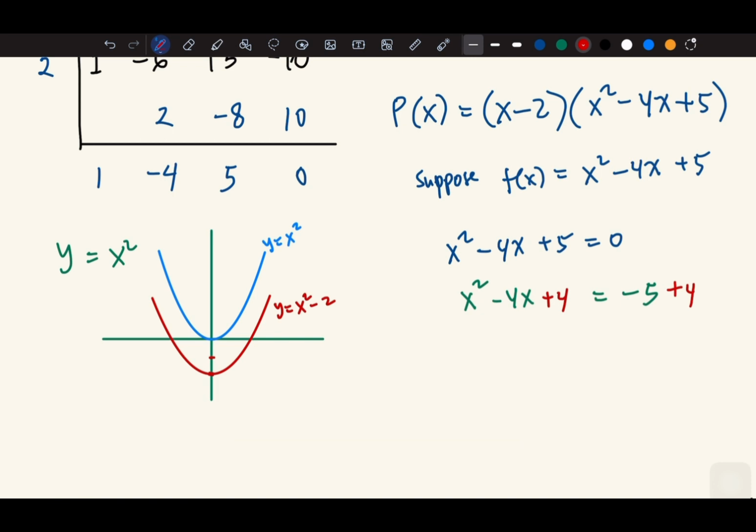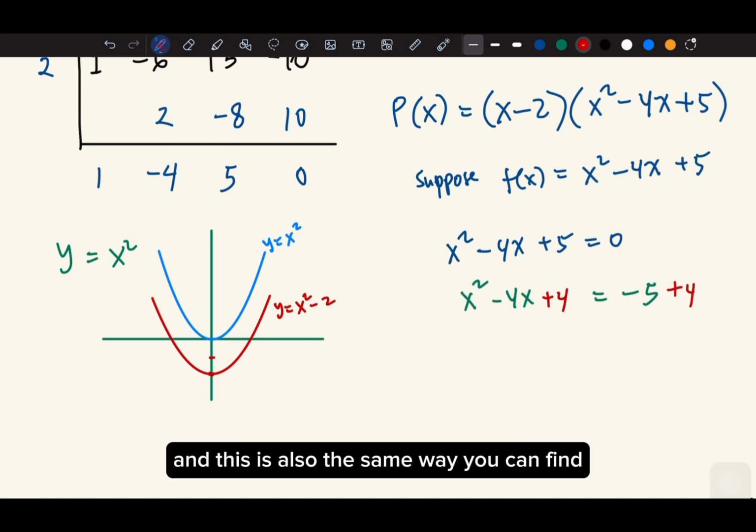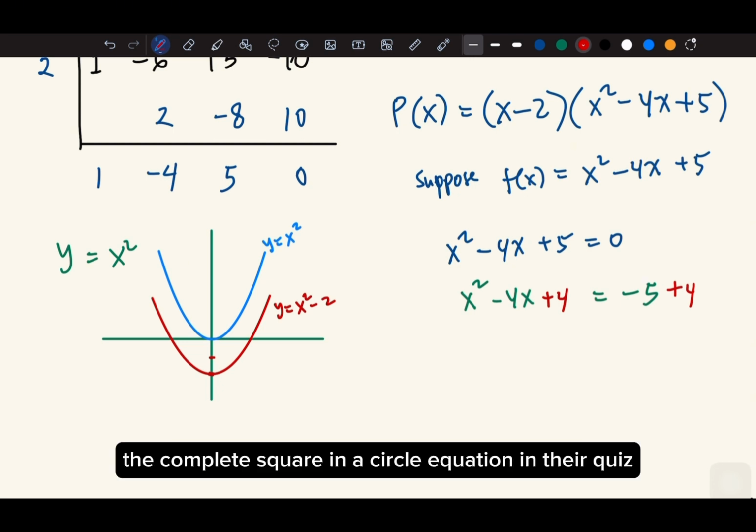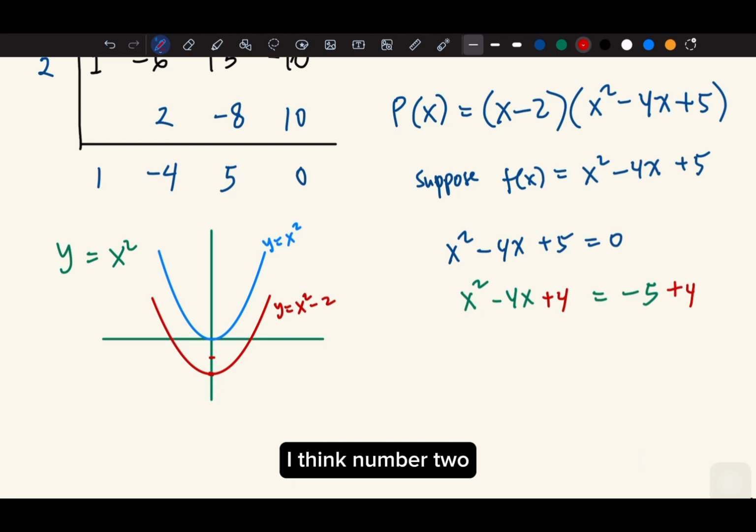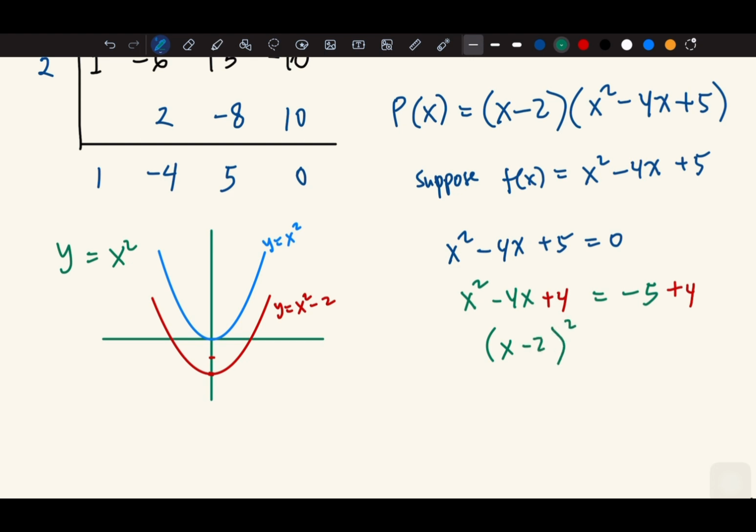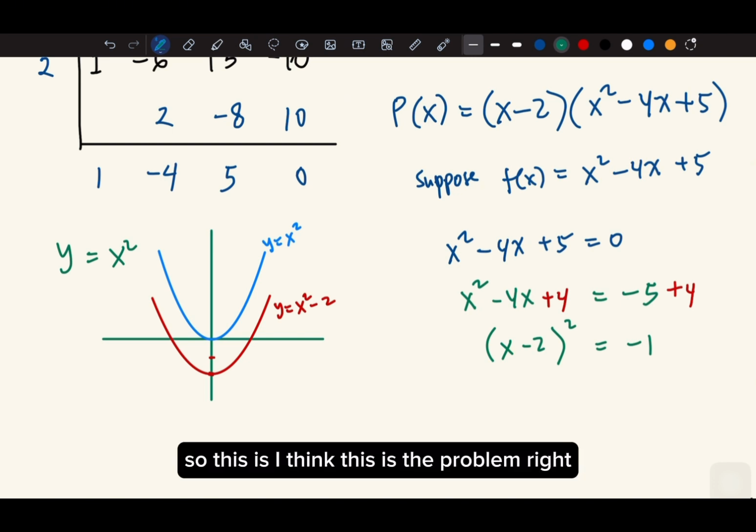Okay, and this is also the same way you can find the complete square in the circle equation in your quiz question number, I think number 2. So from this part, we get (x minus 2) squared equals -1. So I think this is the problem, right?